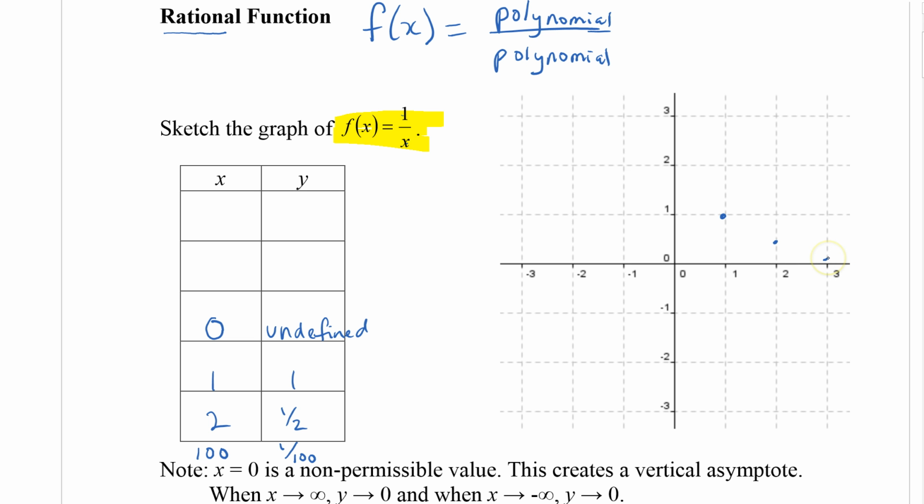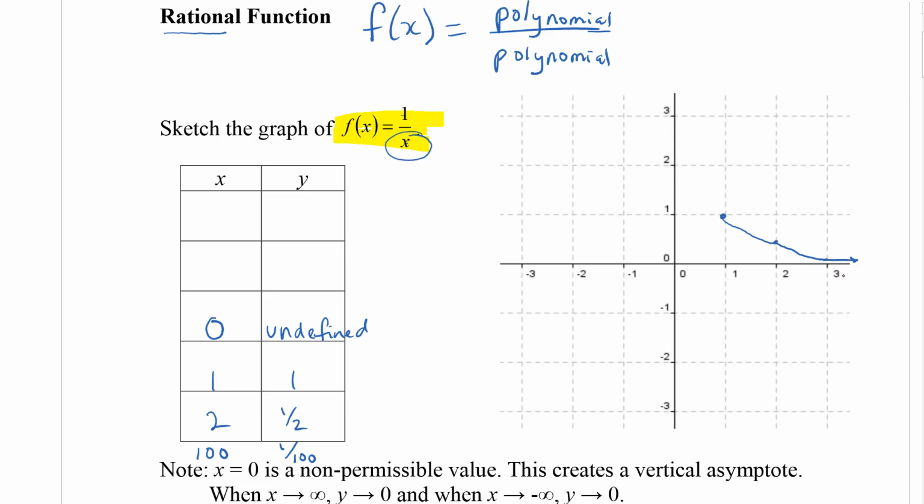As my x gets larger and larger, I'm getting closer and closer to the x-axis. Regardless of how large I make that denominator, I can never make it hit 0. So 1 divided by a very large number approaches but never hits 0. We're going to see that kind of asymptotic behavior very, very often in this unit.